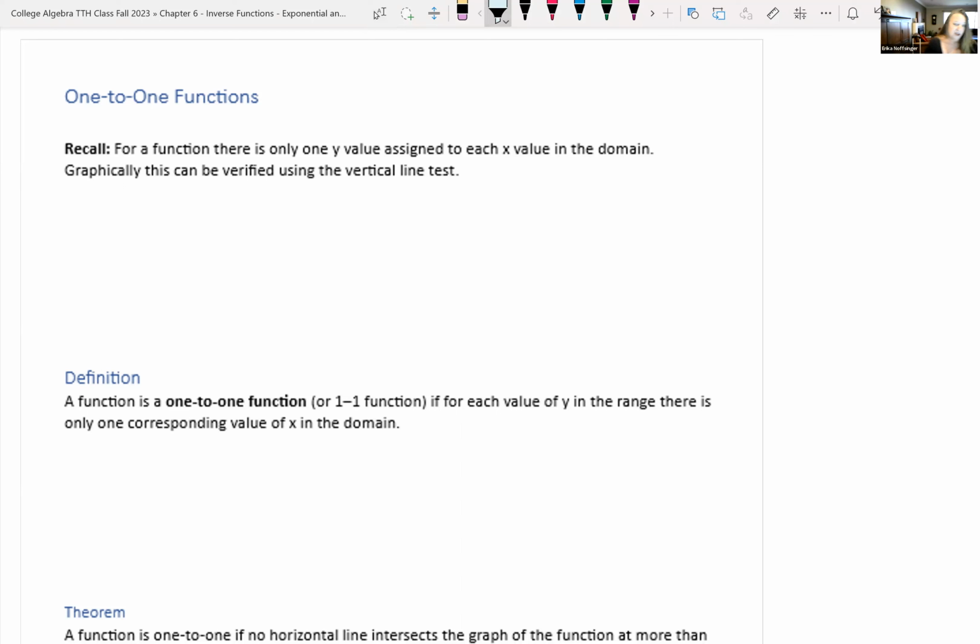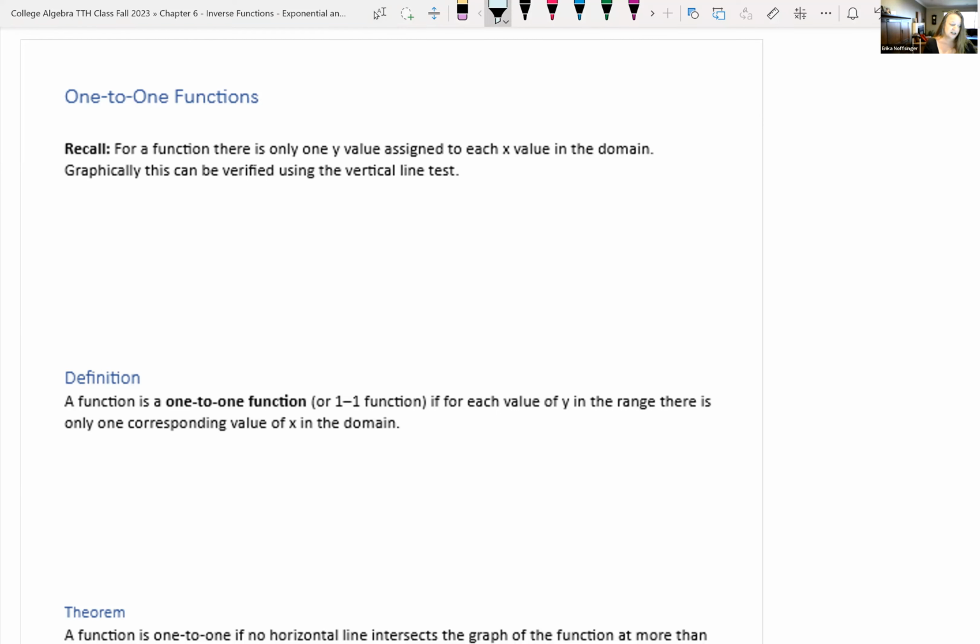Let's first start with this: in order for a function to have an inverse, it has to be a one-to-one function. Well, what is a one-to-one function? Recall, for a function, there is only one y value assigned for each x value in the domain. Graphically, we saw that things were functions by looking at the vertical line test. To be a function, every x in our domain gives us only one output.